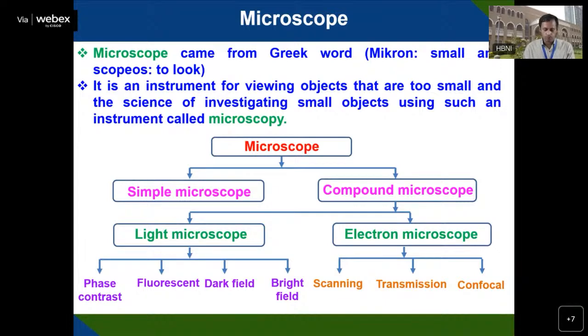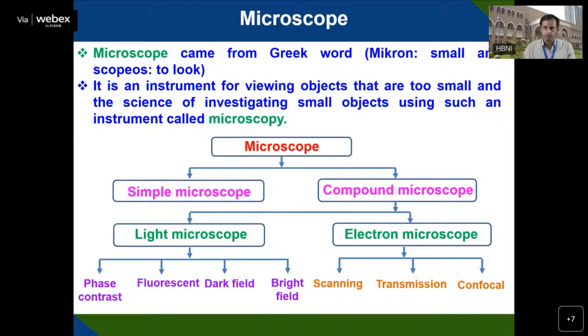Normally there are two types of microscope: one is the simple microscope and one is the compound microscope. The simple microscope is for normal use, and you can see very small objects with it. Compound microscopes are mainly of two types: the light microscope and the electron microscope. The light microscope is mainly based on four techniques. One is phase contrast, with which you can see the topographic image.